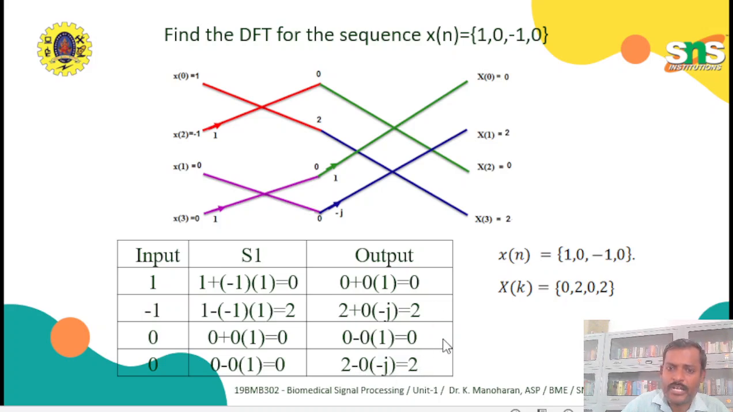So the final output will be x of k equal to 0, 2, 0, 2. I am writing it here: x of k equal to 0, 2, 0, 2. So this is the final output for the 4-point DFT.